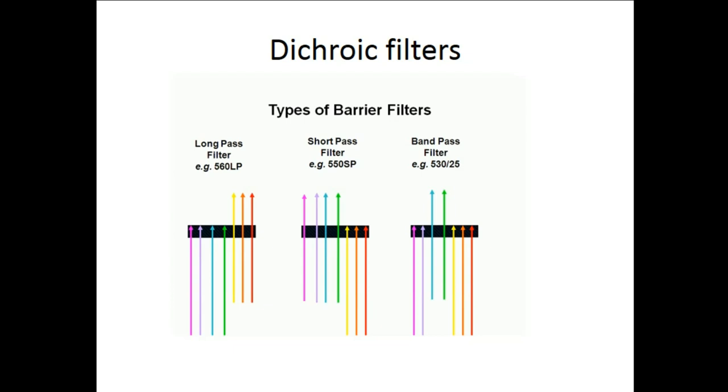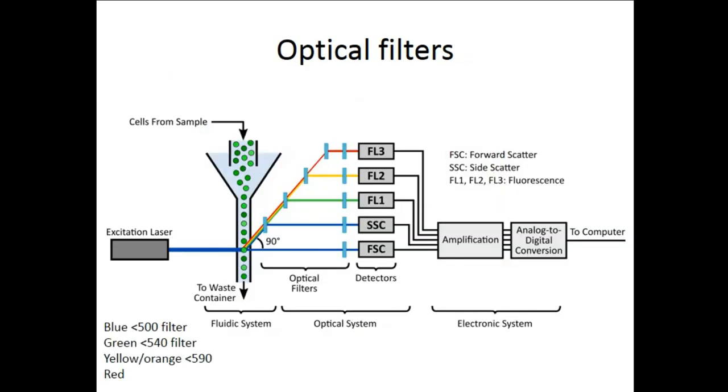So the use of these different filters lets the emitted light be separated based on wavelength. And this ability to separate based on wavelength lets you separate the light from a red fluorochrome, from a yellow fluorochrome, from a blue fluorochrome. That's how you separate the signals. Okay, so that's an overview of the system.